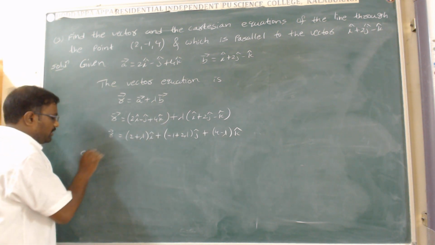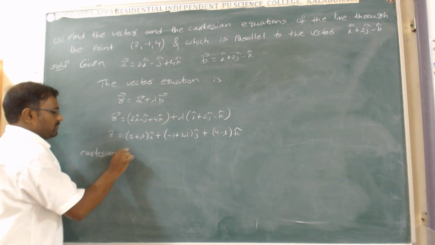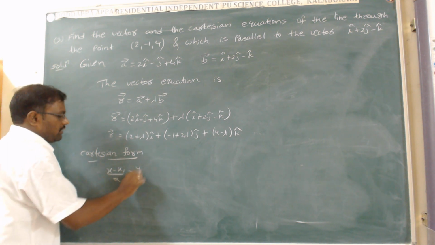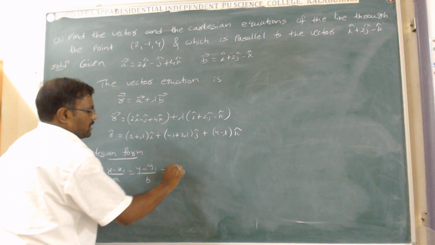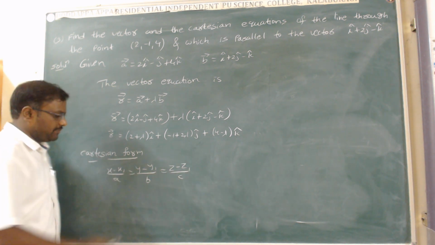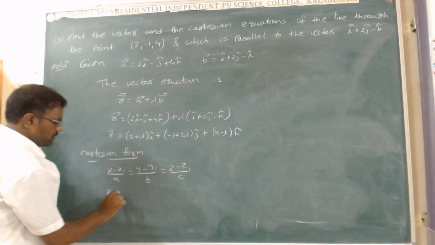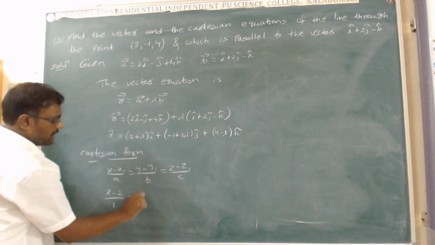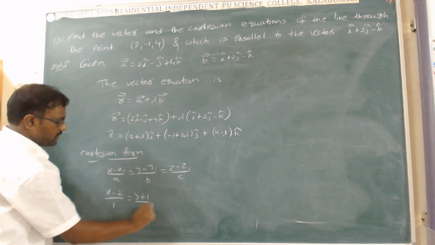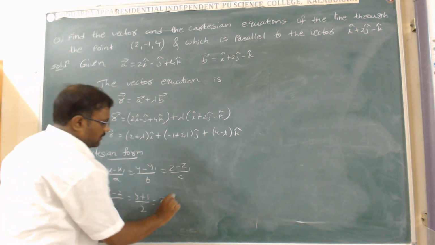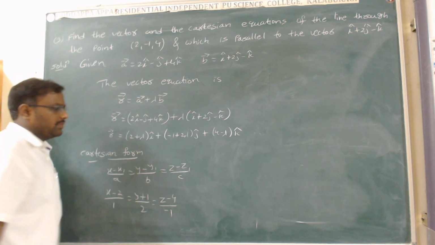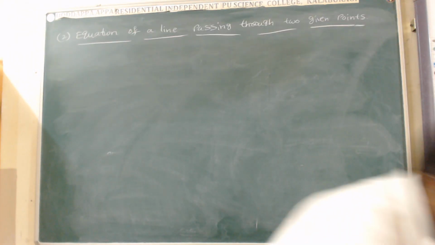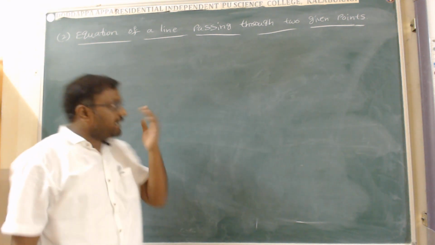Now similarly you can find out the Cartesian form. What is the Cartesian form? (x minus x1) by a equal to (y minus y1) divided by b, (z minus z1) divided by c. So x minus 2 divided by 1, y minus of minus 1, that is y plus 1, divided by b value 2, z minus 4 divided by c value minus 1, right? Right? So we go for next, second one.